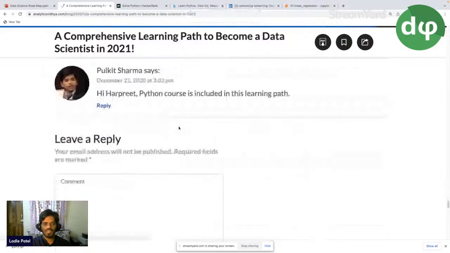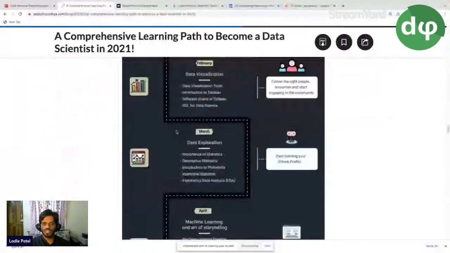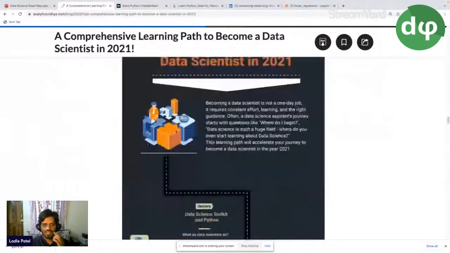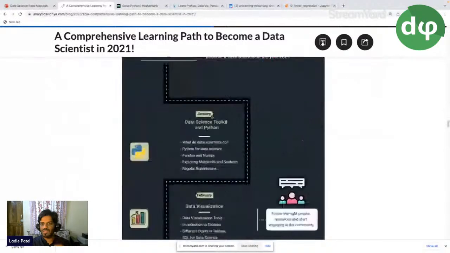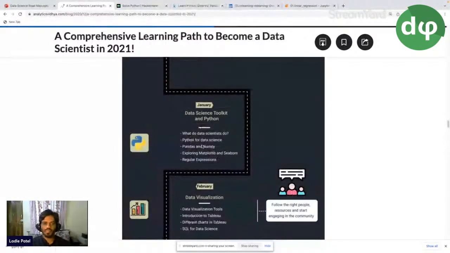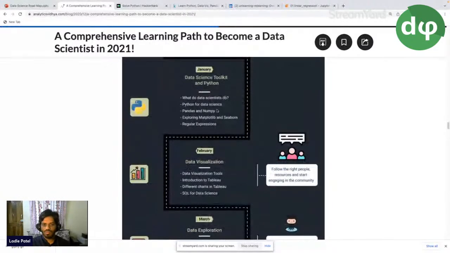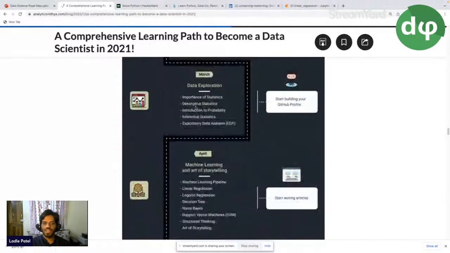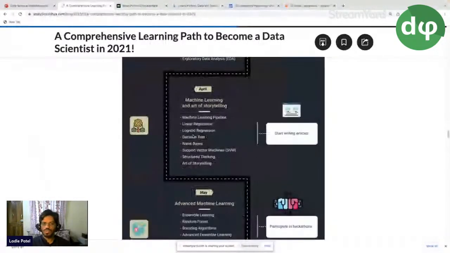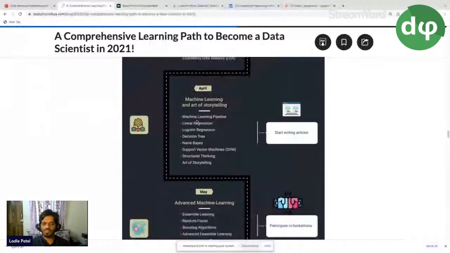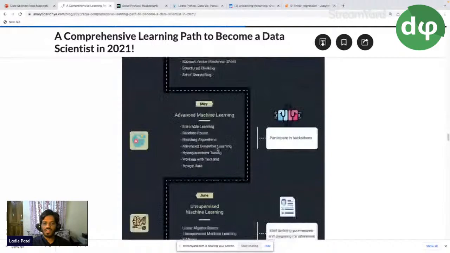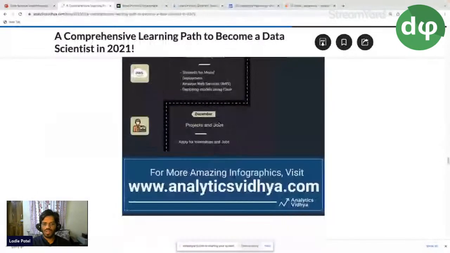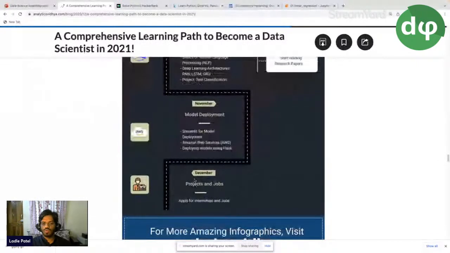This is again from Analytics Vidya. I'm sure you know Analytics Vidya. Again, it takes 1 year. This was a 2021 plan, and you start in January. You understand what data science is all about. You understand Python, NumPy, Pandas. This is in January. In February you do data visualization. In March you do data exploration, and then in April you do machine learning. You learn each and every algorithm, and then you do many things. And again, it takes one year to come to projects and applying for jobs.